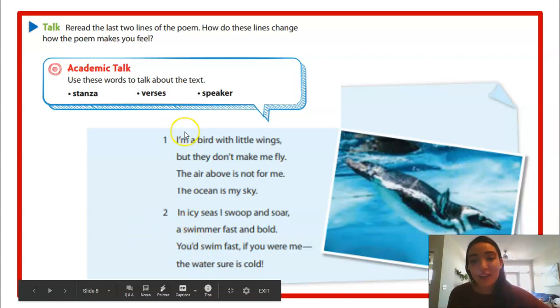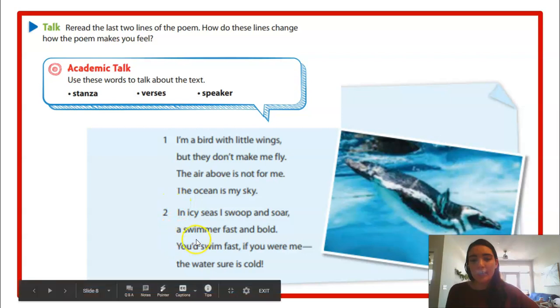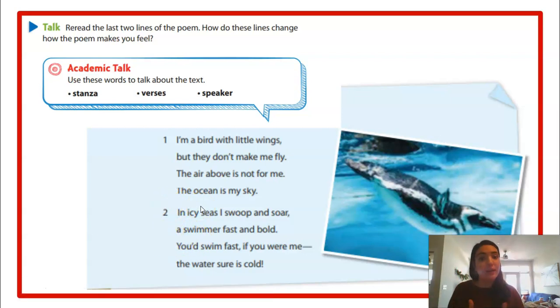So let's look back at the rest of our poem. I'm a bird with little wings, but they don't make me fly. So that is just a fact. It's telling us that penguins have wings, but not to fly. The air above is not for me. The ocean is my sky. So they're saying that instead of being in the sky like a lot of birds, they're in the ocean. In icy seas I swoop and soar, a swimmer fast and bold. So that's telling us that penguins are really great swimmers.